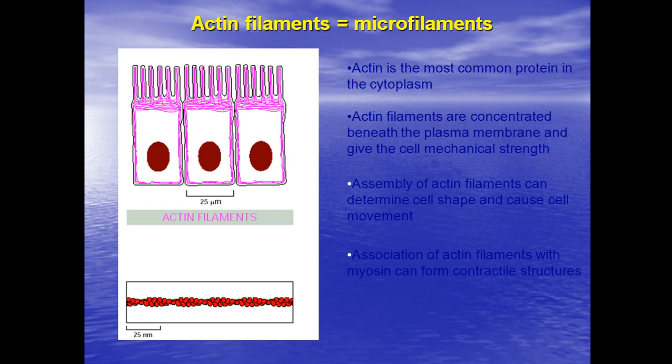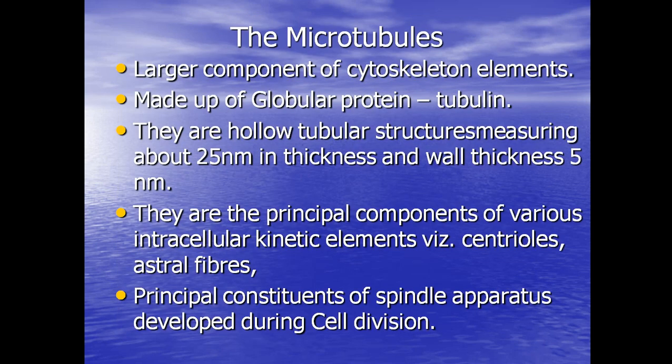The assembly of this actin filament can determine the cell shape and cause cell movement, as I have already told you. So suppose if they get associated with myosin, another type of protein, they become contractile structures.